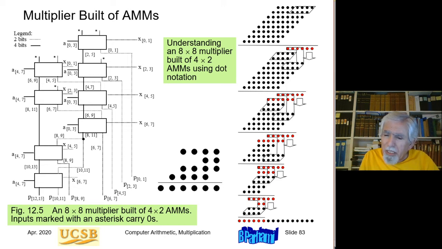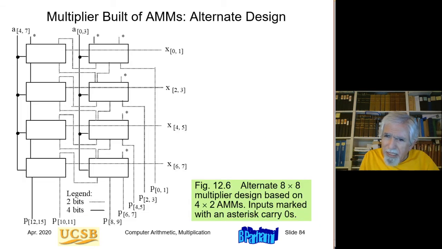Okay, now those unused, it's easier to do it with this diagram. Let's look at those unused additive inputs. So here's an unused additive input, 4 bits. Here is an unused additive input, 4 bits. Together, they can be used to input an 8-bit number.